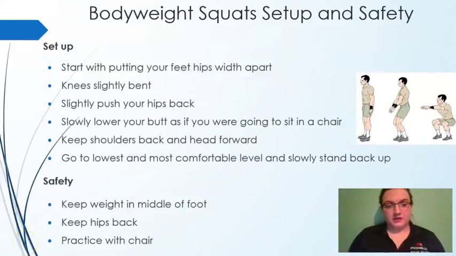So our next exercise will be the bodyweight squat. So for the setup of a bodyweight squat, you start with putting your feet hip width apart. It can be between hip width apart and shoulder width apart. Your next step would be to slightly bend your knees. After that, you slightly push your hips back, and then you slowly lower your butt as if you're going to sit in a chair. Now, as you're lowering your butt, you keep your shoulders back and your head up, which we like to call proud chest.